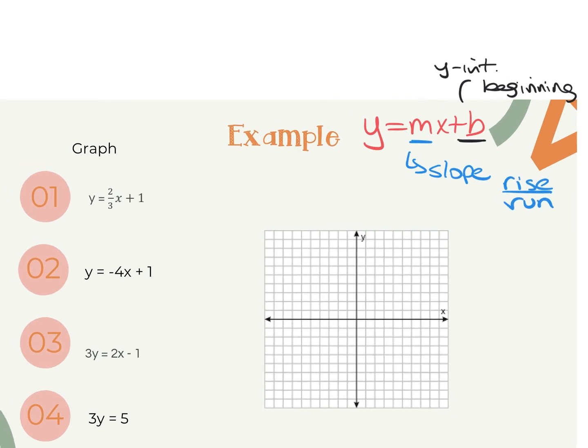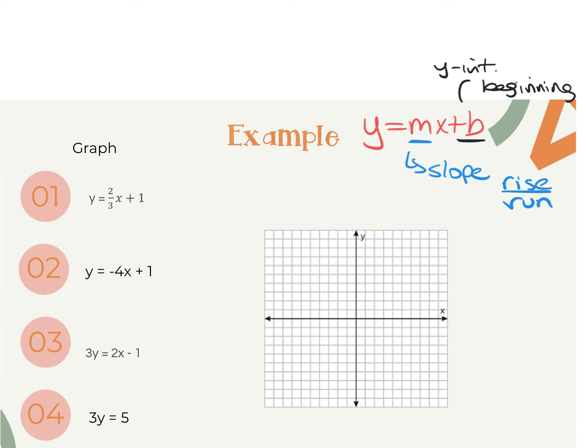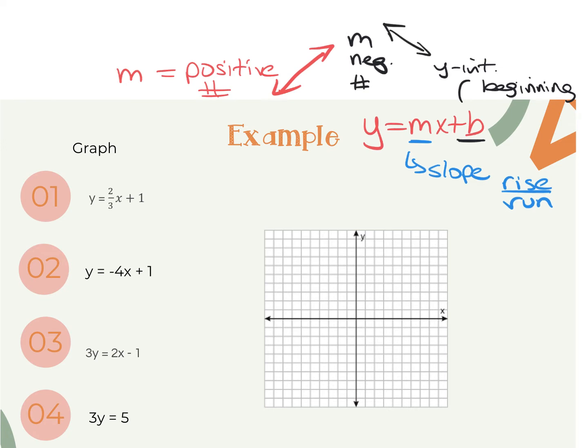Also remember that when your slope, your m, is a positive number, know that the graph is going to be rising from left to right. But when your m is a negative number, know that it's going to fall from left to right. So when the slope is positive, it's going to rise. When it's negative, it's going to fall. So let's go ahead and try and graph some of these.